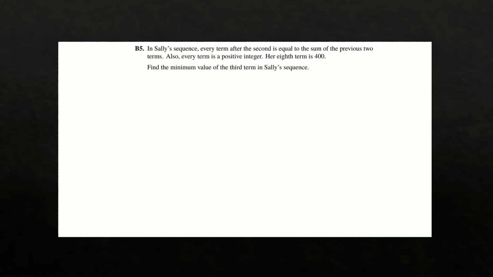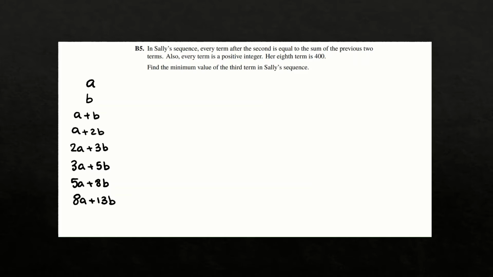To start solving this question, let's write out Sally's sequence using variables. Let's make the first term A and the second term B. This means that her 3rd term will be A plus B, her 4th term will be A plus 2B, her 5th term will be 2A plus 3B, her 6th term will be 3A plus 5B, her 7th term will be 5A plus 8B, and her 8th term will be 8A plus 13B.